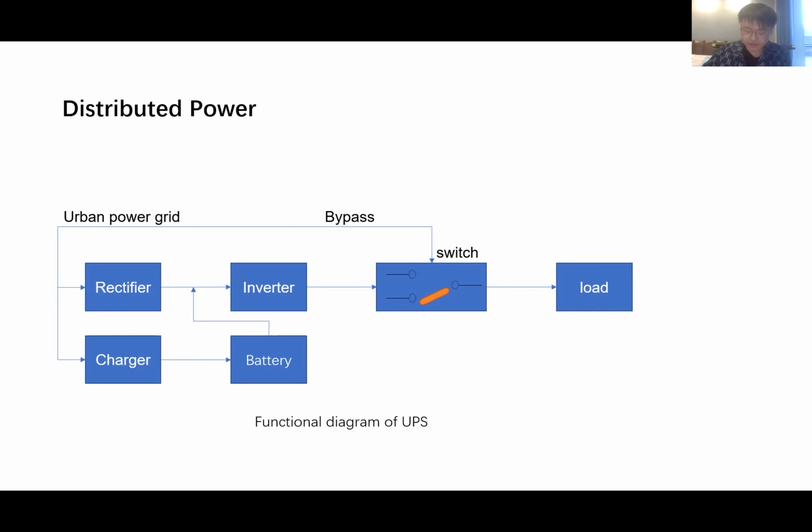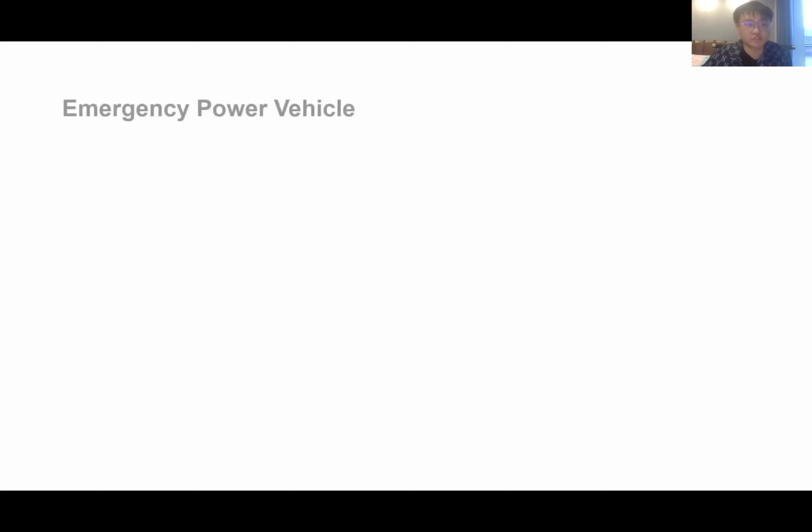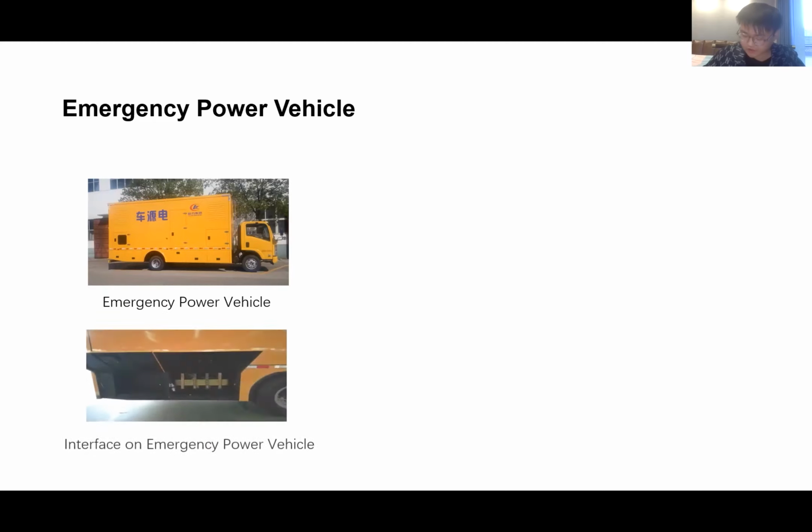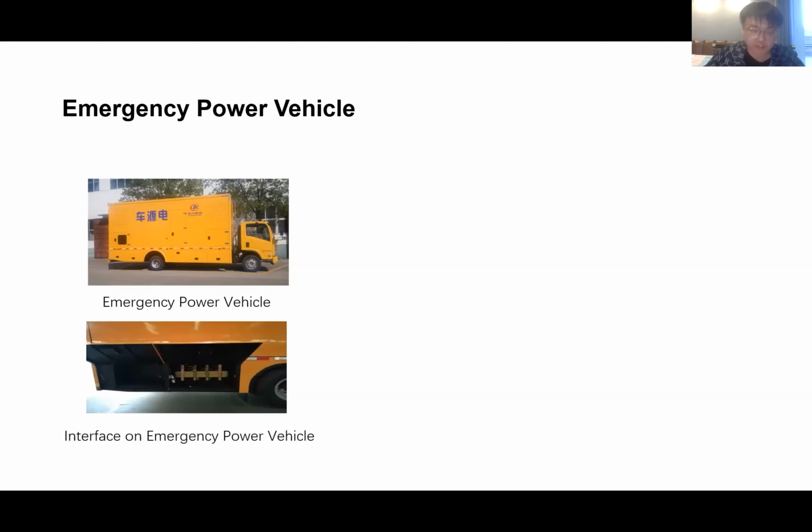The second method is the emergency power vehicle. There are two advantages of the emergency power vehicle. On the one hand, the vehicle can quickly arrive at the site. On the other hand, it has fast-start power supply performance after the failure of the urban power grid.